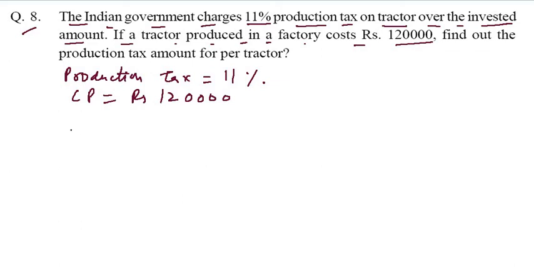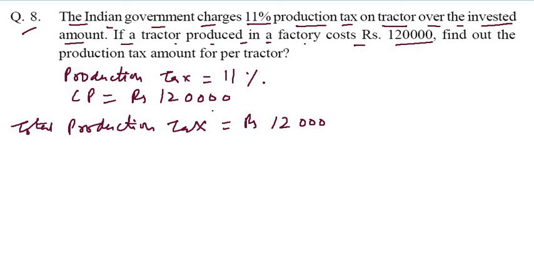Now come to the production tax. Total production tax is equal to rupees 12,000,040 into 11 by 100. 11%. So double zero will be cancelled out. Now multiply this one. 11 to the 22 and 11 7s are 77, and 2 is 79... So that one is your answer.